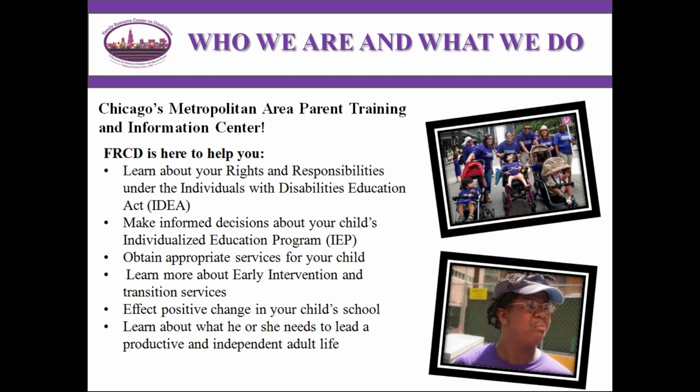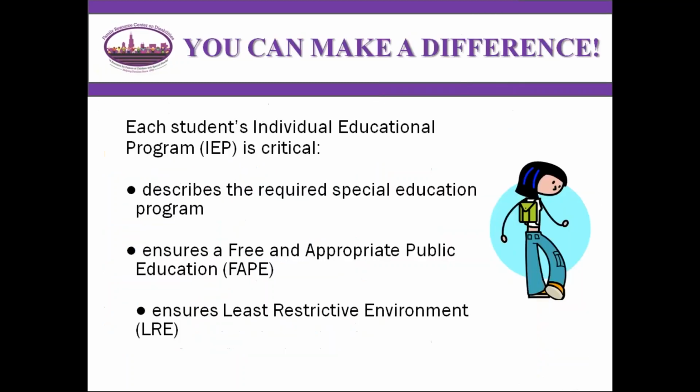Today's webinar is about the present level of academic achievement and functional performance. And this component is so important and relevant in the discussion during the IEP meeting and to prepare for the IEP, because the present level is the foundation of the IEP. Basing an IEP on a poorly written present level of academic achievement and functional performance is like building a new house on a crumbling foundation. So what does that mean? The house won't stand for a while.